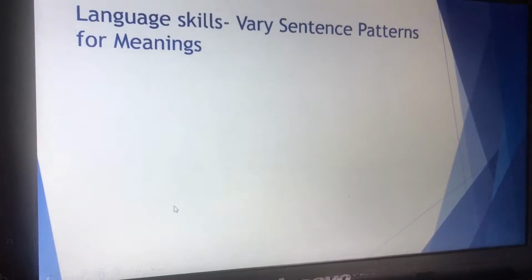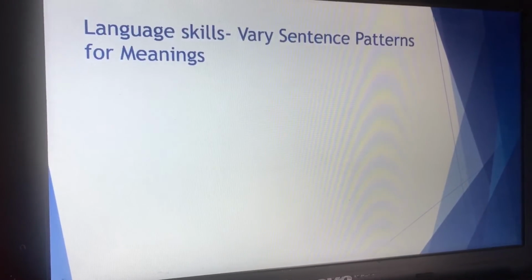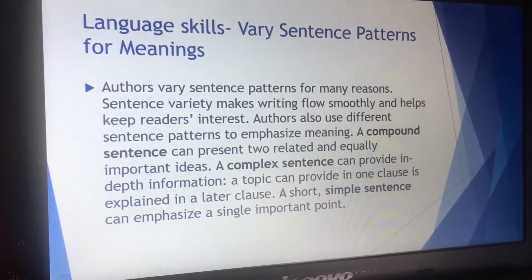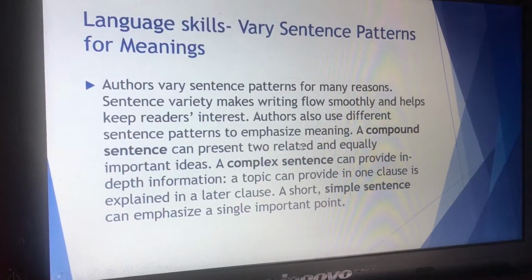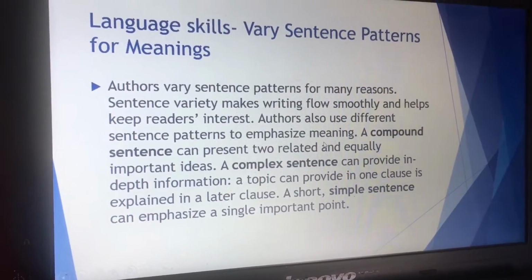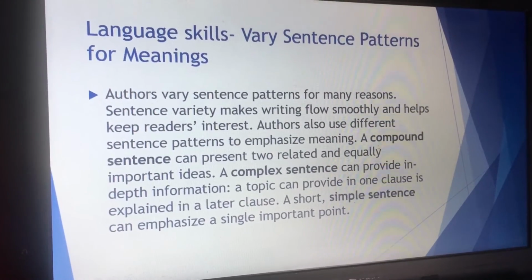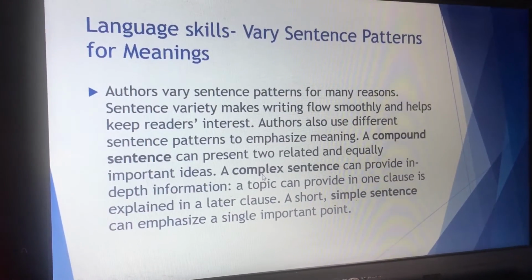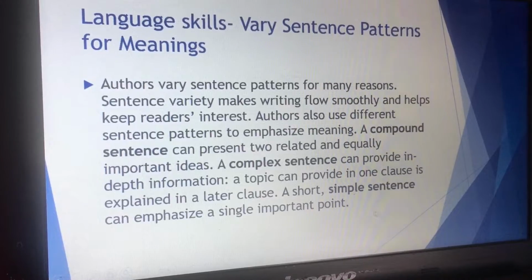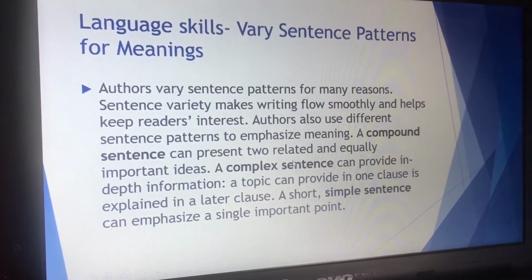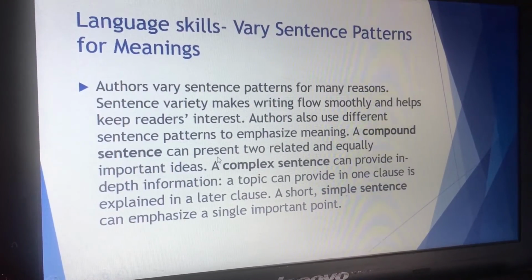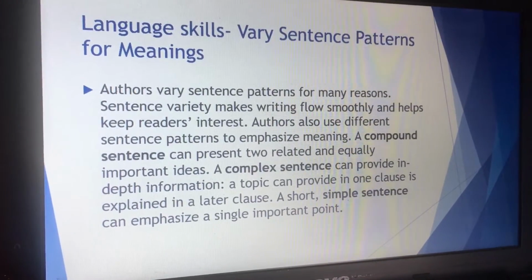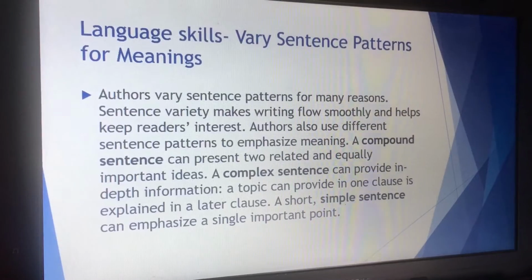Now the language skills in this unit is about varying sentence patterns for meanings, which means that we will talk about three types of sentences according to meaning and according to structure. The first type, as you can see, is compound sentence, complex sentence, and a simple sentence. Now, a compound sentence can present two related and equally important ideas. The two of them are independent, the two of them are important.